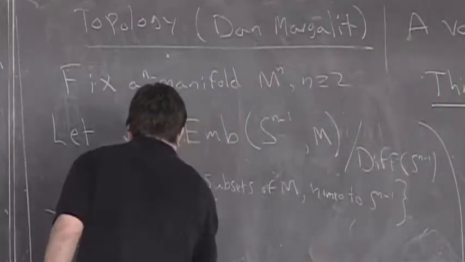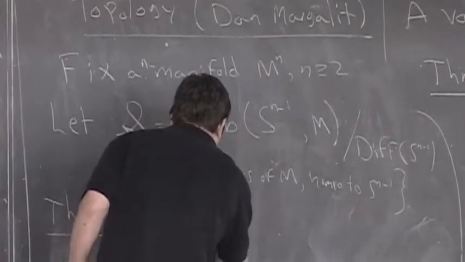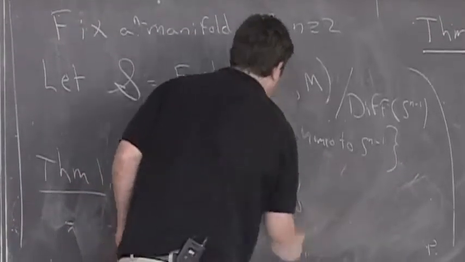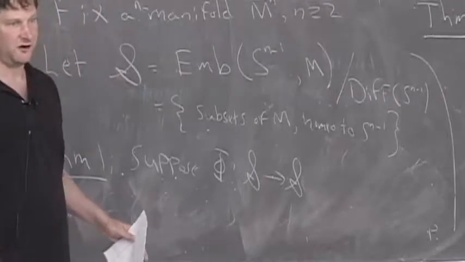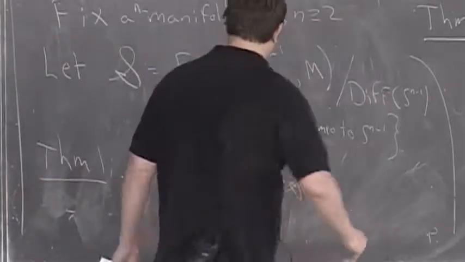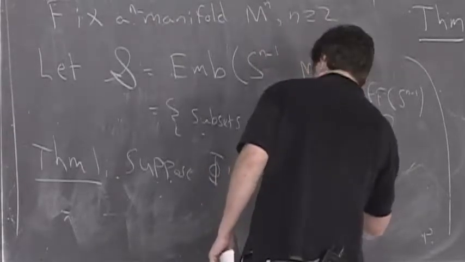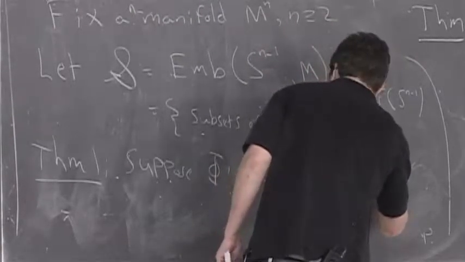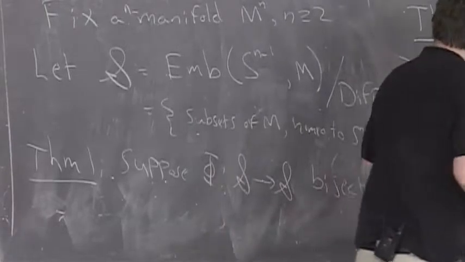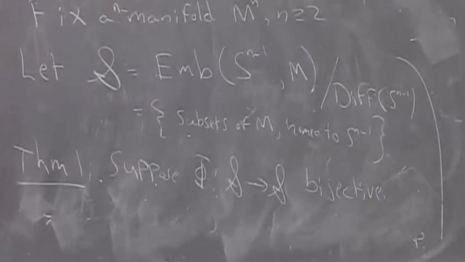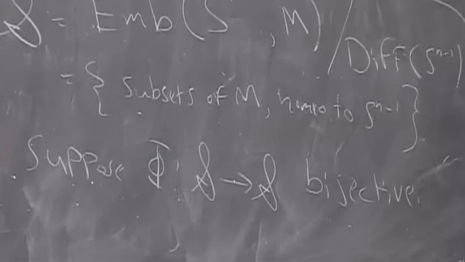So suppose phi is a bijective set map. Again, I want to emphasize, we don't have a map of the manifold. We just have a bijective set map from the set of all spheres in it, topological spheres. And of course, that's just a bijection between two uncountable sets. And then you need to say, well, what is the real property that a homeomorphism is doing? There's lots of things you could try to do. Let me just say one of them.